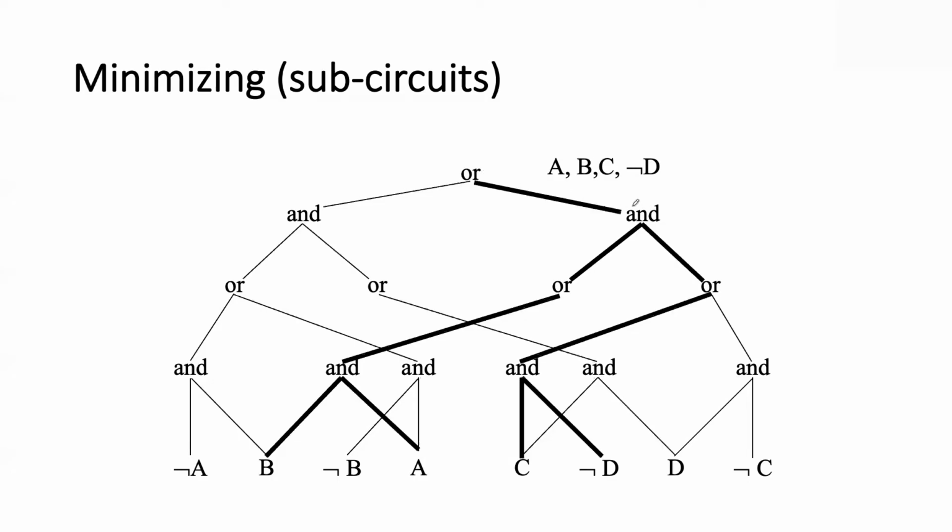So here's one of them. And you can see now what is the model in this case corresponding to this subcircuit. And the very last thing is this one here. And that's basically 4 models corresponding to setting A to false in each one of them.